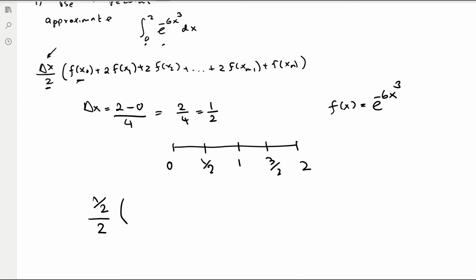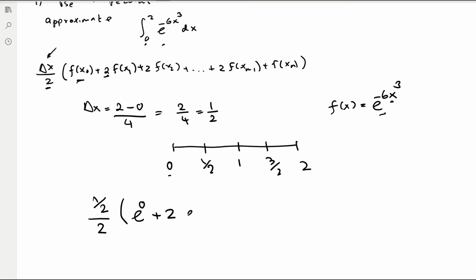f of x naught is, you plug the first x value into the function. So it's e to the 0, right? I mean, if you substitute 0 here, 0 cube is 0. Negative 6 times 0 is 0. So it's e to the 0. Plus 2 times, don't forget, in the trapezoidal rule, you multiply the middle values by 2. Maybe you forgot that too.